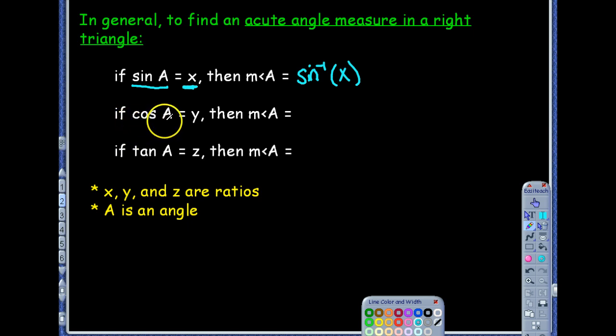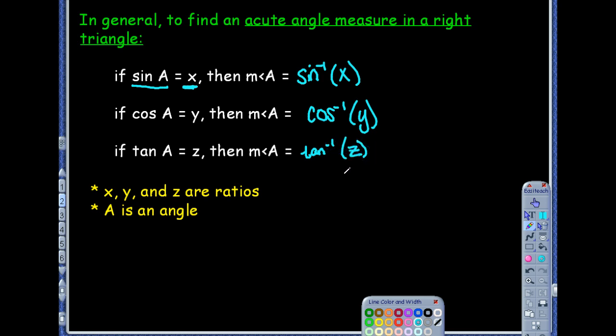We're saying the cosine of an angle is equal to some ratio. Then to get the measure of the angle, to get the cosine part away from there, I'm going to do the inverse cosine. So the inverse cosine, not cos -1, of that ratio will give us that angle measure. So it's a way to work backwards. And the next one, if I know the tangent ratio is z, then to find the angle, we're going to take the inverse tangent of that ratio of z.